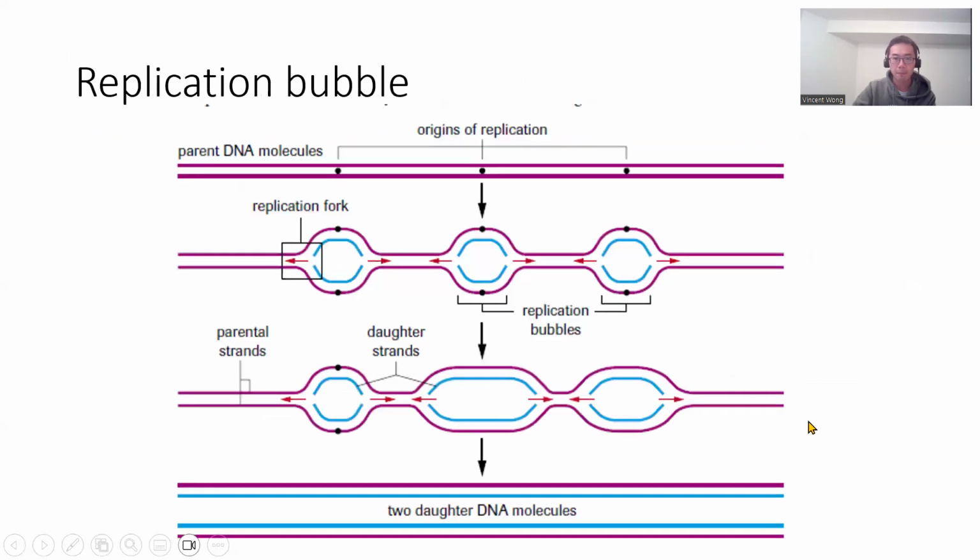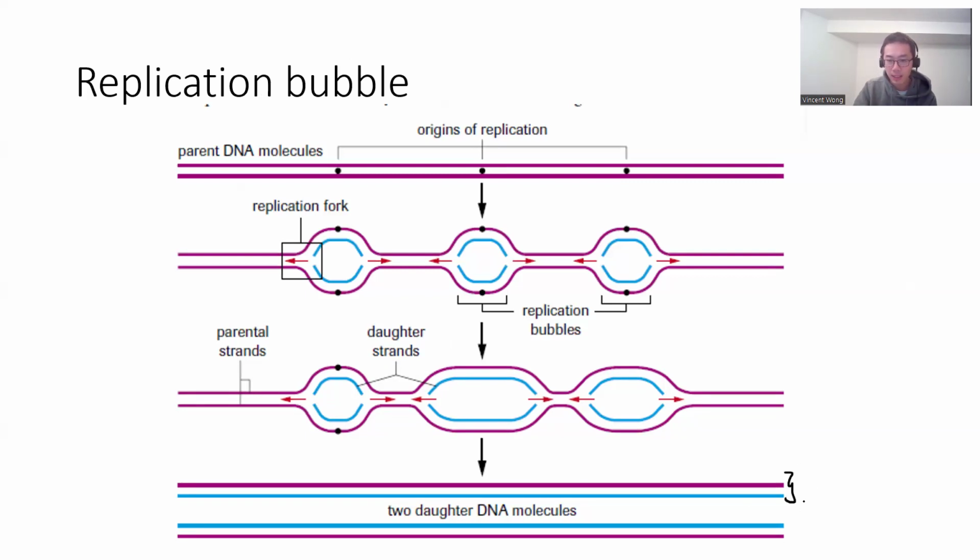Here's a picture of it. The purple here is the parent DNA, the original DNA. You're going to create these origins of replication, creating the bubbles, and then each bubble will expand laterally, right? With the DNA polymerase going into the fork, away from the fork, and the bubble is going to get bigger and bigger, and eventually this bubble is going to merge with that bubble. And when all the bubbles merge together, you end up having two separate DNA.